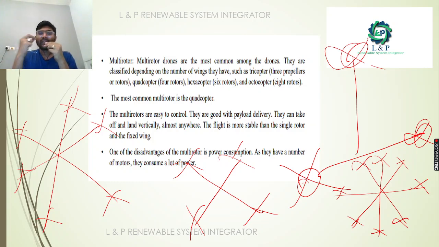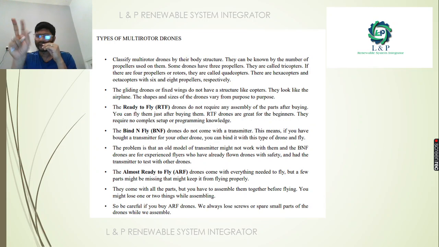Why are we going for these multi rotors? They are easy to control and good in payload delivery. Most importantly, we can take off and land them vertically almost anywhere. That is the biggest advantage of multi rotors. The flight is also very stable compared to the single rotor and the fixed wing. One disadvantage is power consumption. In the others we use only one motor, so the power consumption is very low. But here, based on the number of propellers, the motor size also increases, and the power consumption is more. That is one of the biggest disadvantages of these drones.